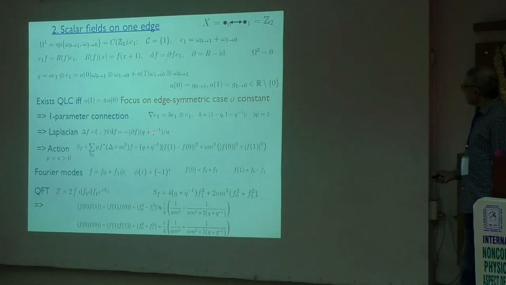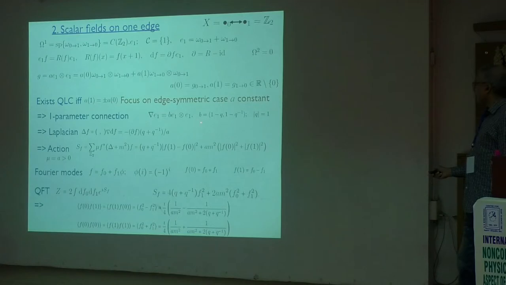And so of course you could take q to be 1 or minus 1. The Laplacian, applying this formula, a little back of the envelope calculation will tell you it's equal to this. Okay, so that's the geometry.